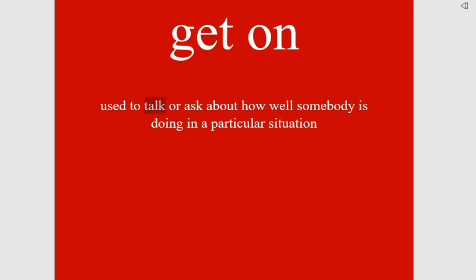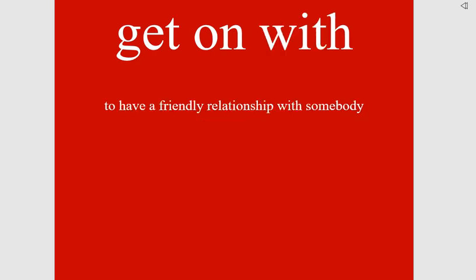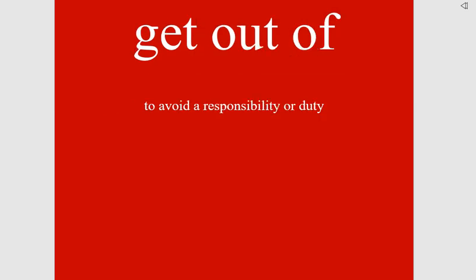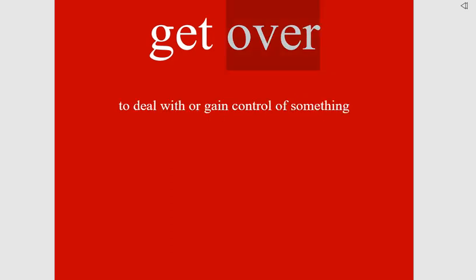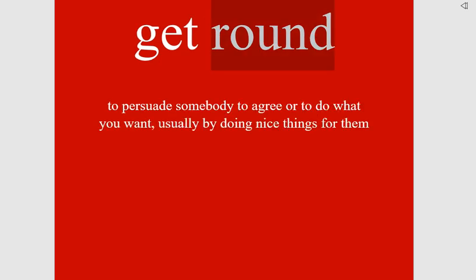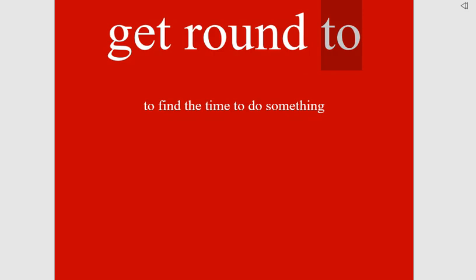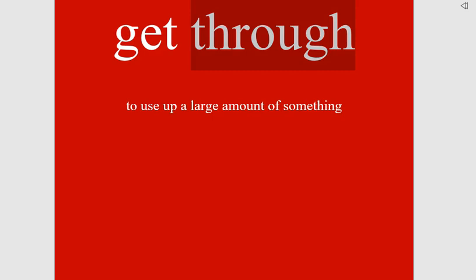Get on. Used to talk or ask about how well somebody is doing in a particular situation. Get on with. To have a friendly relationship with somebody. Get out of. To avoid a responsibility or duty. Get over. To deal with or gain control of something. Get round. To persuade somebody to agree or to do what you want, usually by doing nice things for them. Get round to. To find the time to do something. Get through. To use up a large amount of something.